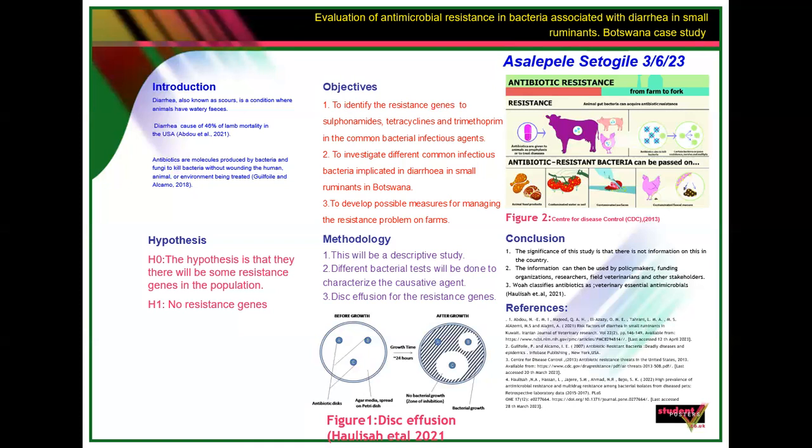So the methodology, this will be a descriptive study. What we'll do is collect samples from farms, and then carry out different bacterial tests to characterize the causative agent, and then use the disk diffusion to check for resistance genes.